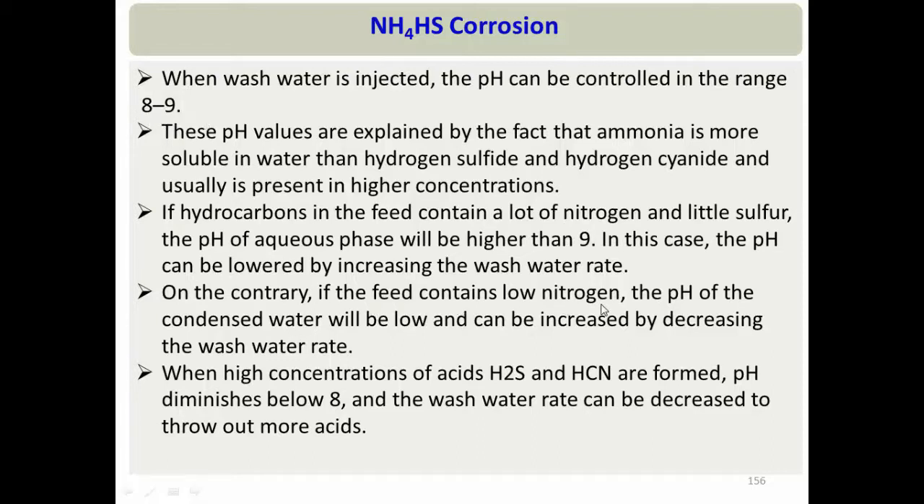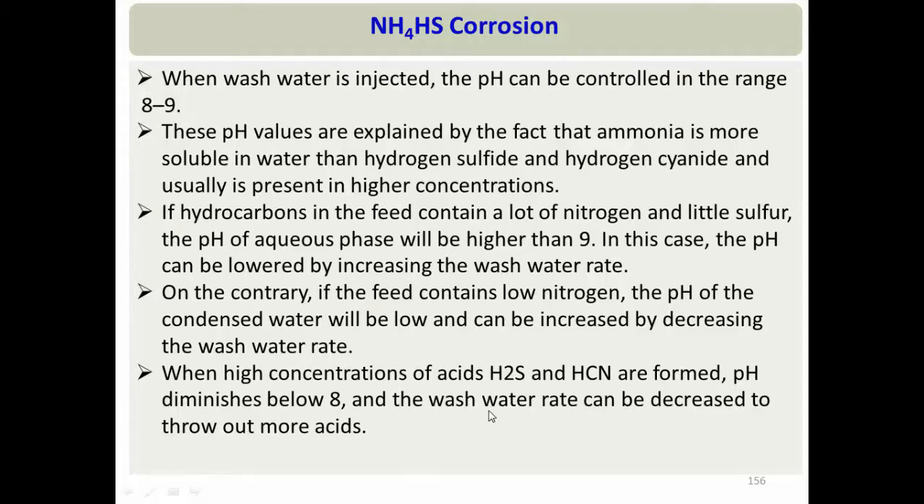On the contrary, if the feed contains low nitrogen, then pH may go below 8, and in that case we should decrease the water wash rate so that the concentration of ammonia goes high and pH will go back into this range. However, if the feed contains a high amount of H2S and HCN because of high sulfur in the feed, then also pH may go below 8, but in that case we should decrease the water wash rate, and we should throw out these impurities, I mean cyanide and H2S.